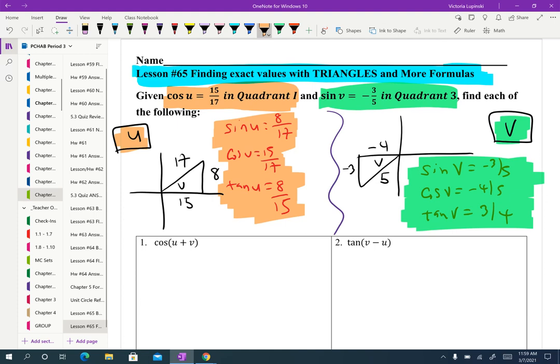So here in number 1, they are asking me to find the cosine of u plus v. This is why we have a u triangle and a v triangle. So we have all the information that we need.